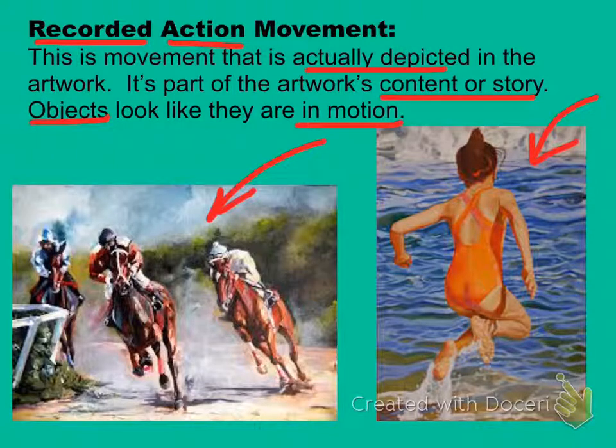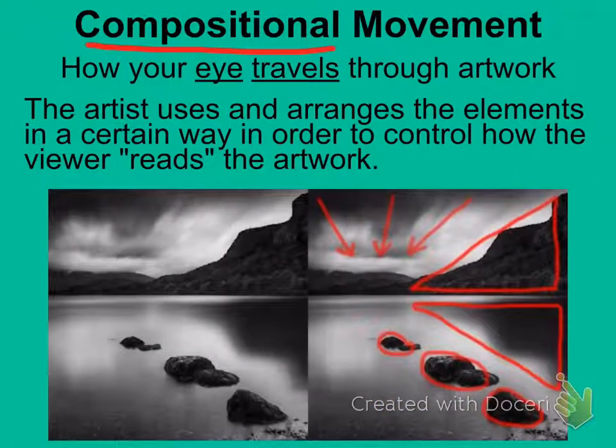The second kind of movement in art is called compositional movement. This kind of movement deals with how the viewer's eye moves or travels through the artwork. The artist arranges the elements to control how the viewer reads the artwork, meaning what will the viewer look at first, second, third, and so on, and what will the viewer end up focusing on in the artwork's composition.